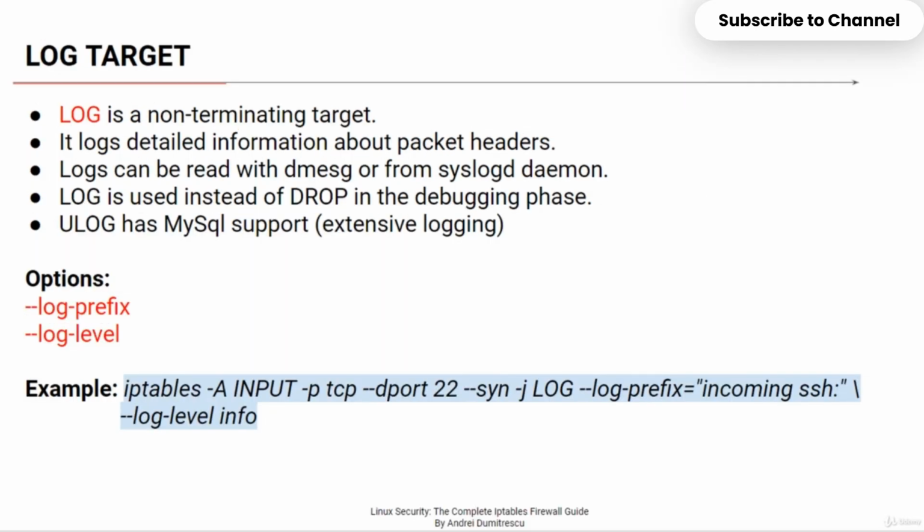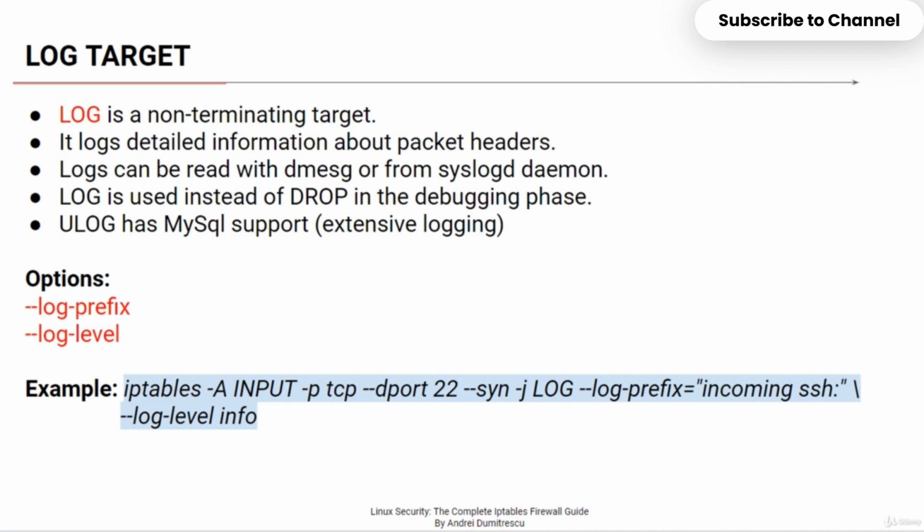Hello guys! In this video, I'll cover the log target. We've seen a lot of terminating targets like accept, drop or reject. We'll shift our focus to a commonly used non-terminating target named log. If a packet is matched against a rule with the log target, the packet headers are logged, and then the packet continues to traverse the chain rules until it is accepted, dropped, or rejected by a rule or by the default policy.